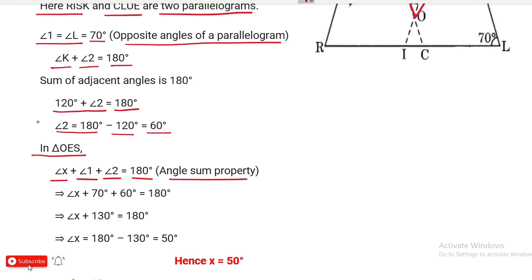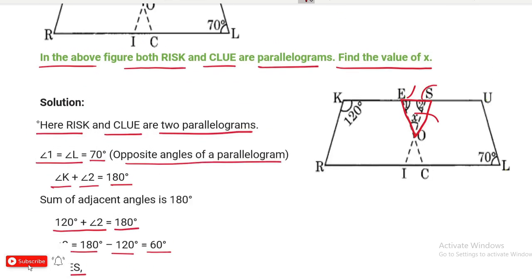The value of x is what we have to find, so we write angle x plus 70, the value of angle 1, and the value of angle 2 is 60, is equal to 180. Then angle x plus 130 is equal to 180. Then angle x is equal to 180 minus 130, that is equal to 50. Now here we find the value of x and this is 50.